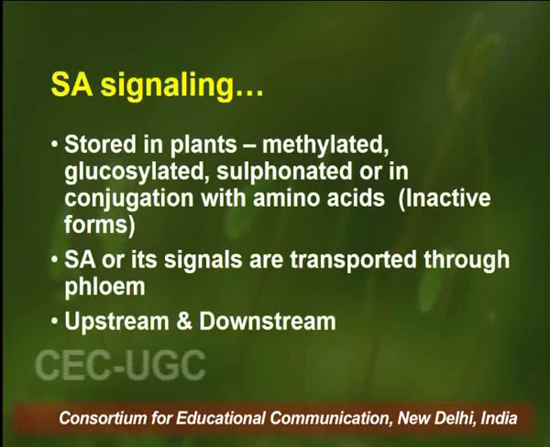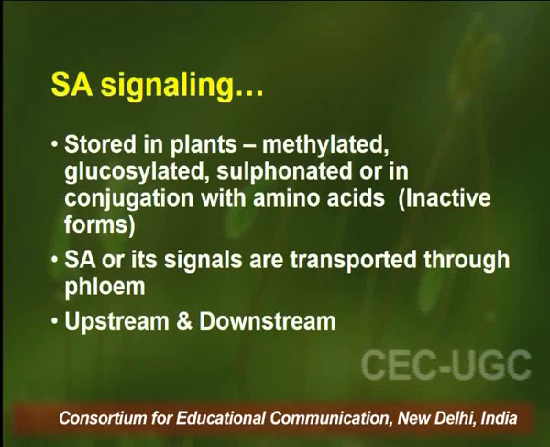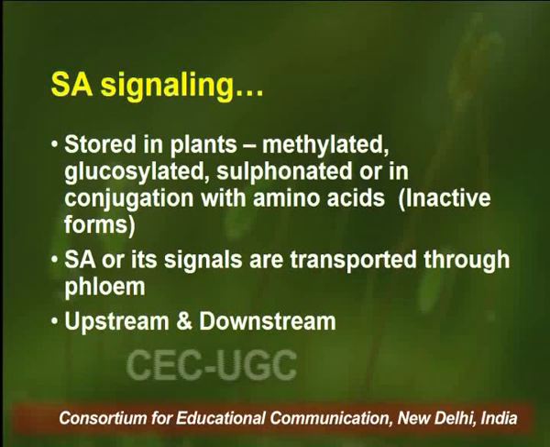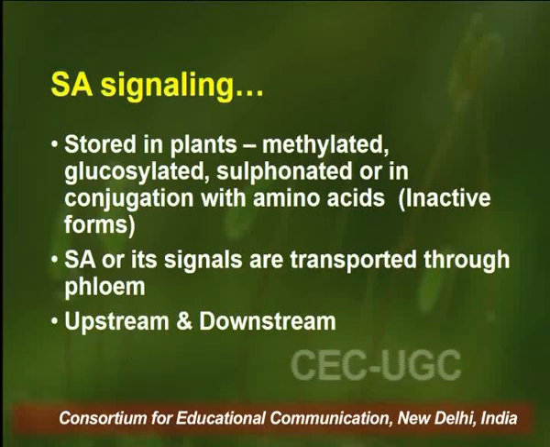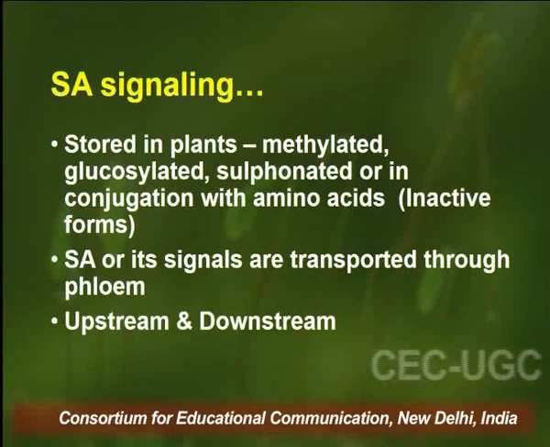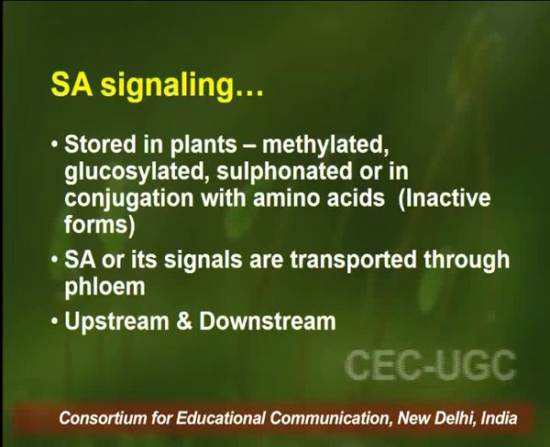Now we move on to the signaling of salicylic acid. Like in the case of jasmonic acid, salicylic acid is also stored in the plant in different derivative forms. It can be the methylated form, the glucosylated form, the sulfonated form, or it can be in conjugation with different amino acids. But all these are inactive forms, and only once these derivatives are degraded do they get converted into salicylic acid, and then only are the effects produced.